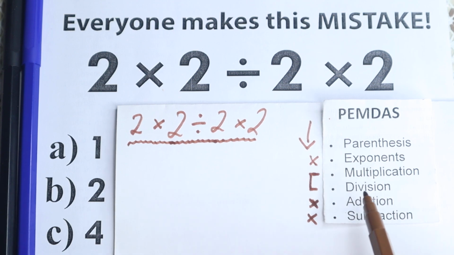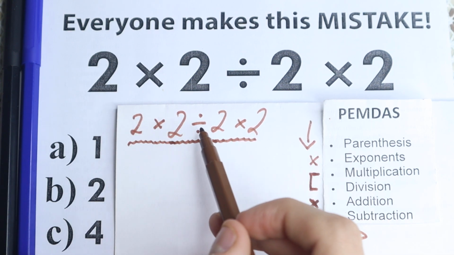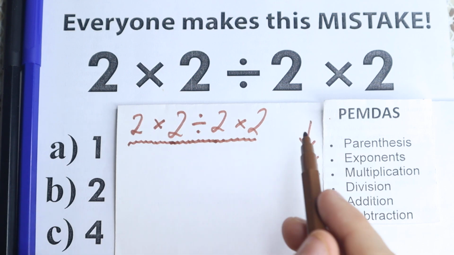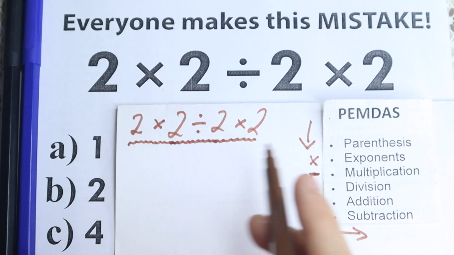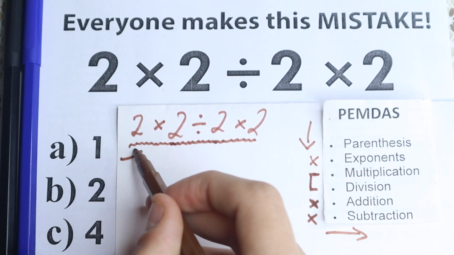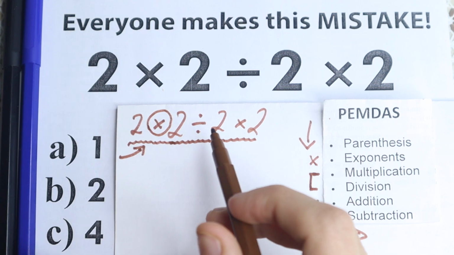But what is the correct order to do this problem? The correct order according to PEMDAS is from left to right. Okay, let's look at it. What do we need to do first, multiply or divide? And I tell my students, it doesn't matter what the sign is, from left to right we need to look at the first sign. The first sign from left to right is this multiplication. So we need to multiply it first.